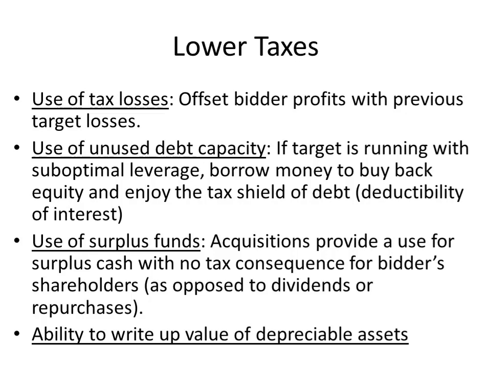And finally, we have the ability to write up the value of depreciable assets. I could depreciate all my assets down to 0 as a target and lose the tax benefit of that. But when the bidder buys my assets, they now put them on their books at fair market value and can start to depreciate them all over again. Just because an asset has a zero book value doesn't mean it has a zero economic value.